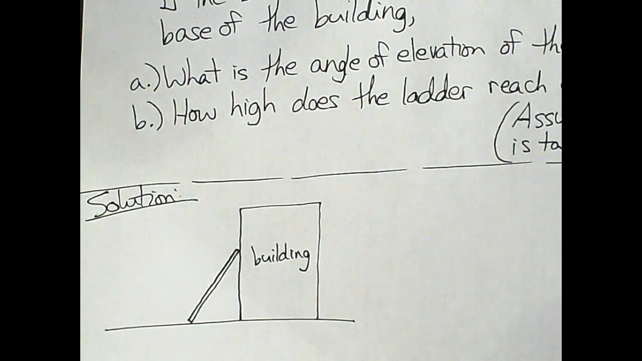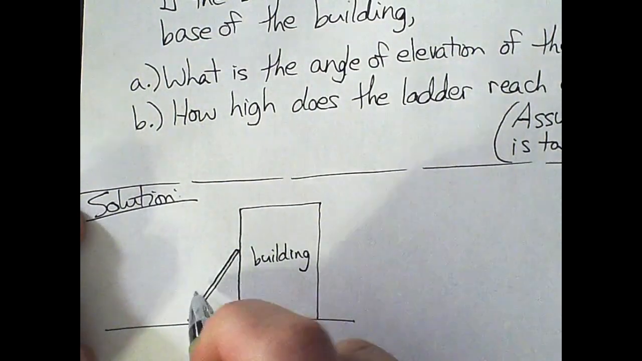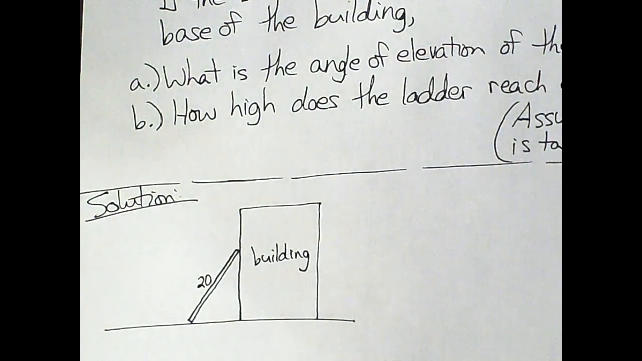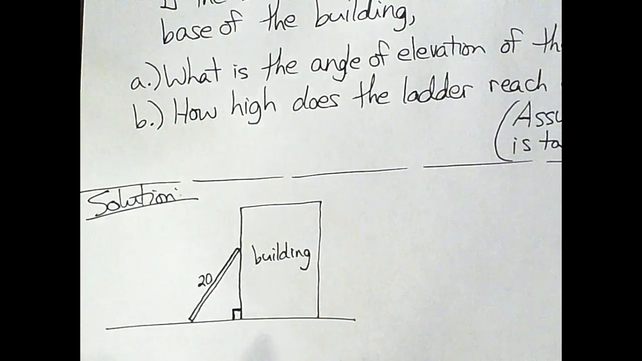Okay, let's label some other things that we know. The 20 feet is given in the problem. 20 feet is the length of the ladder, so let's say that's this length. Hey, I think we have a right triangle, don't we? If we assume that the ground is flat and the building goes straight up, then this angle here is 90 degrees. So let's label that. Here we go. That's a right angle. Cool. What else do we know?